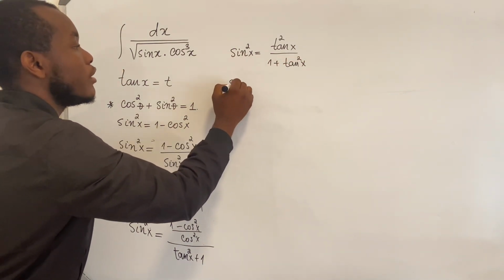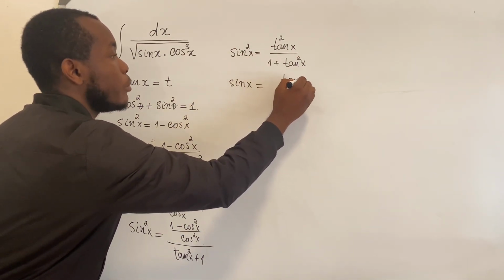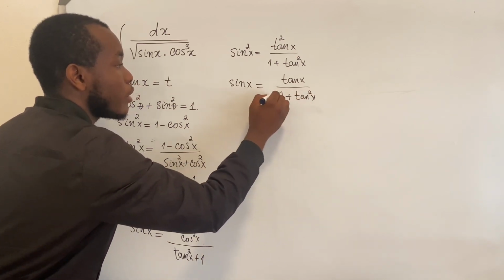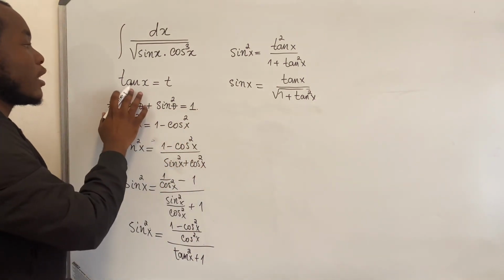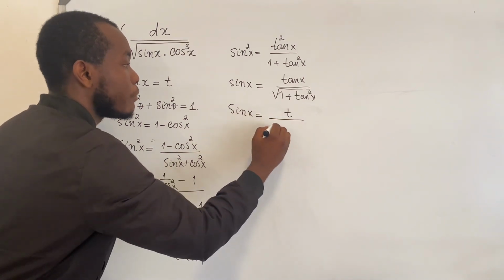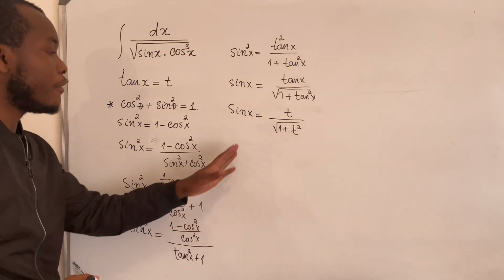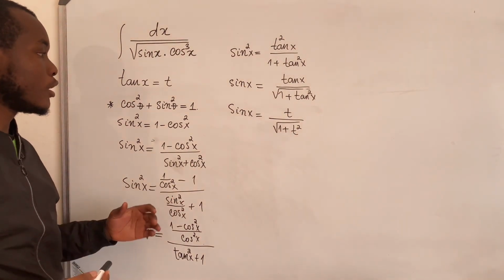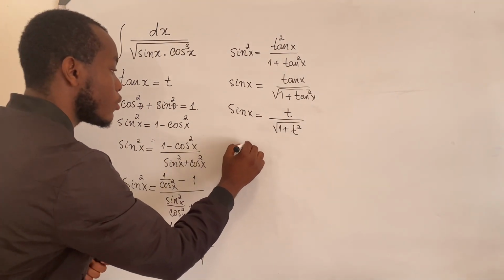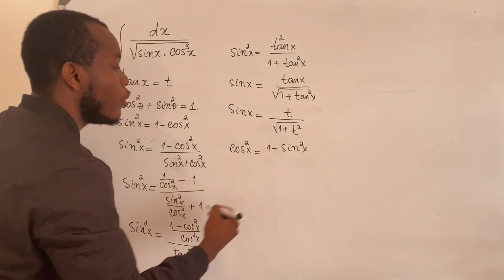If we isolate this, then sine x will be the square root of that expression, so it will be tan x over 1 plus tan squared x, all in the square root. But we said tan x is t, so that means sine x will be equal to t over the square root of 1 plus t squared. All right. So if that's the value of sine, then what will be the value of cos? We can still apply the same procedure. We can just isolate cos squared, which will be 1 minus sine squared of x.